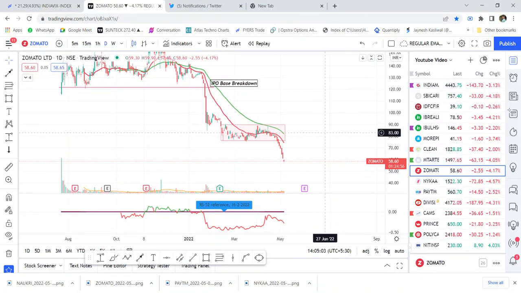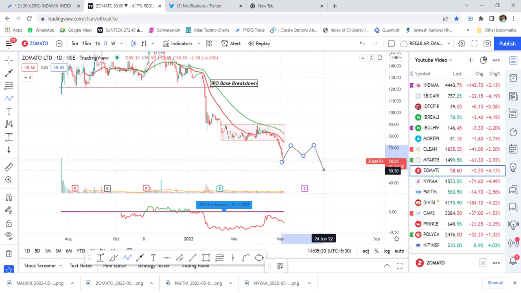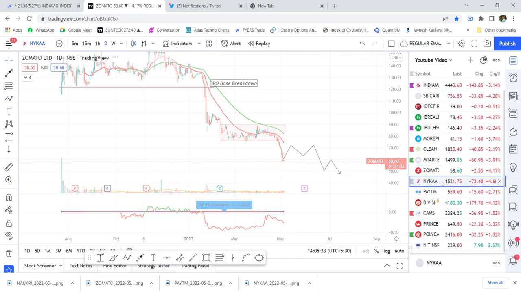So currently there are no levels in the chart, but the stock is in downtrend. Definitely the stock can head to 40 or 35 rupees also over a period of time, but with pullback. So you can expect some kind of pullback like this. Let me just draw. You can expect some kind of pullback like this, and then the stock may fall like this. So this is one thing that you have to keep in mind before entering into Zomato.